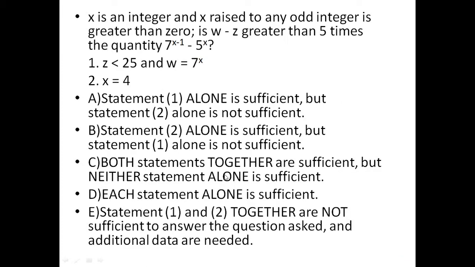The next question we are going to deal with is this one. X is an integer and x raised to any odd integer is greater than 0. Is w minus z greater than 5 times the quantity of this particular expression?